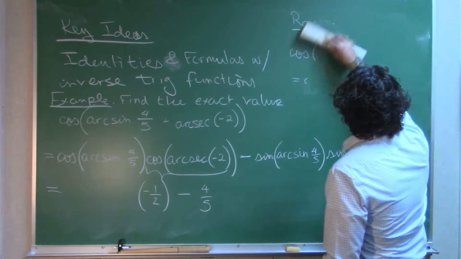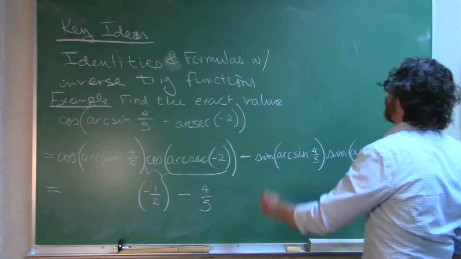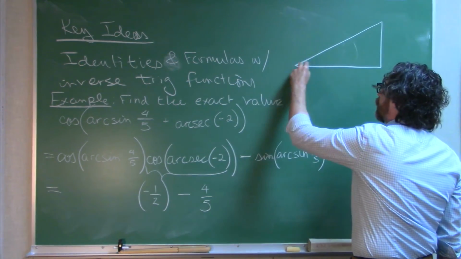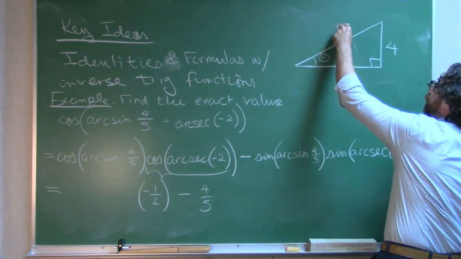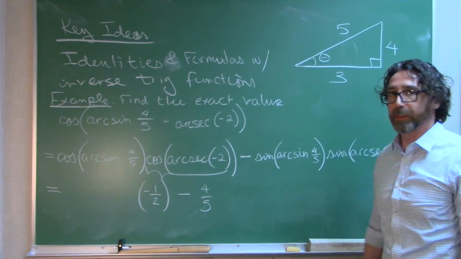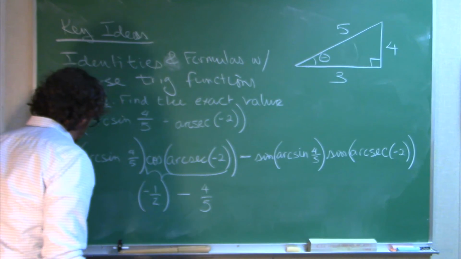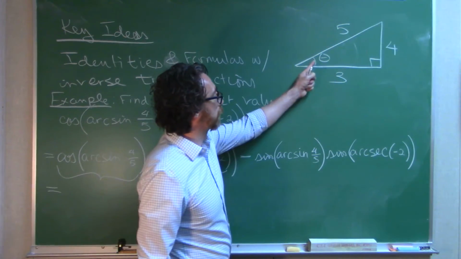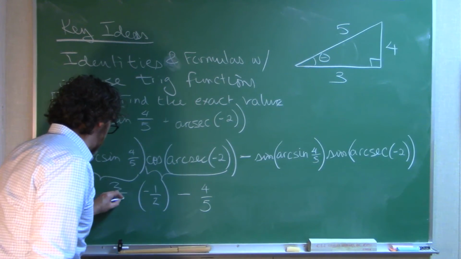Let me go up top here. Arcsine 4/5 is an angle, theta, whose sine would be 4/5. So the opposite side is 4, hypotenuse is 5. That means the adjacent side is 3, right? It's a 3, 4, 5 right triangle. So that means I know this expression. The cosine of that angle theta, adjacent over hypotenuse, is 3/5.